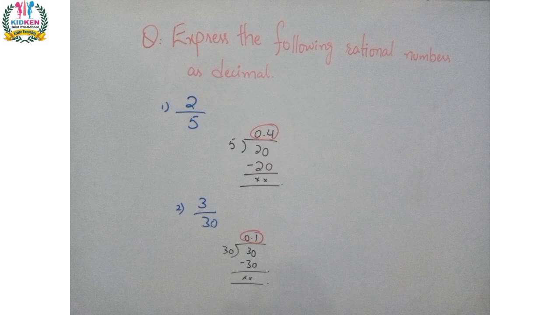Next part of this question, 3 divided by 30. So again we can divide it, 30 divided by 3. 3 is not possible to divide by 30, so we place a decimal point and convert 3 into 30 after placing the 0 point place value. So 3 10s are 30, and it is again completely divided by 30. So our solution of 3 divided by 30 is 0.1.